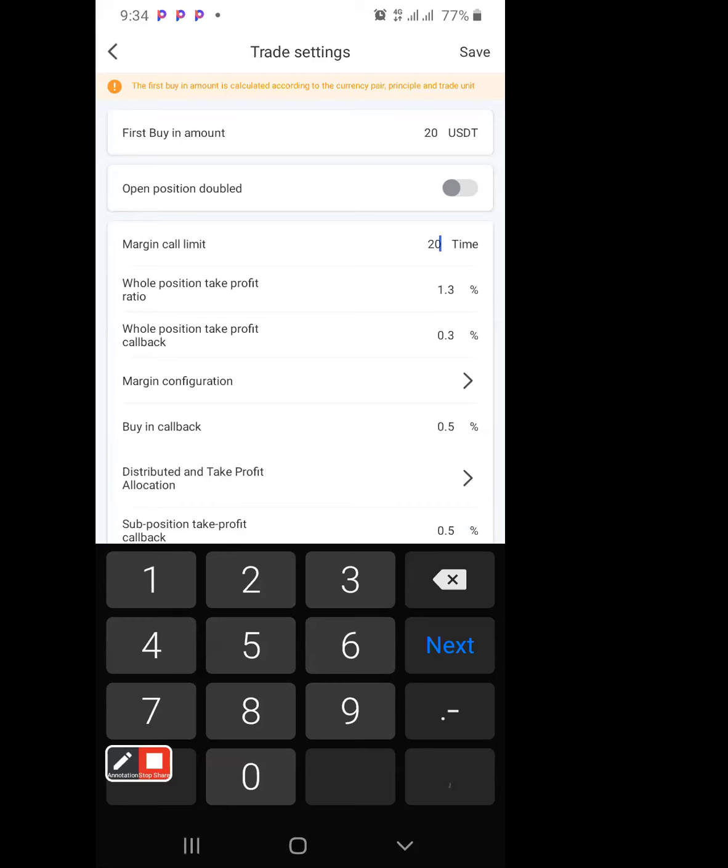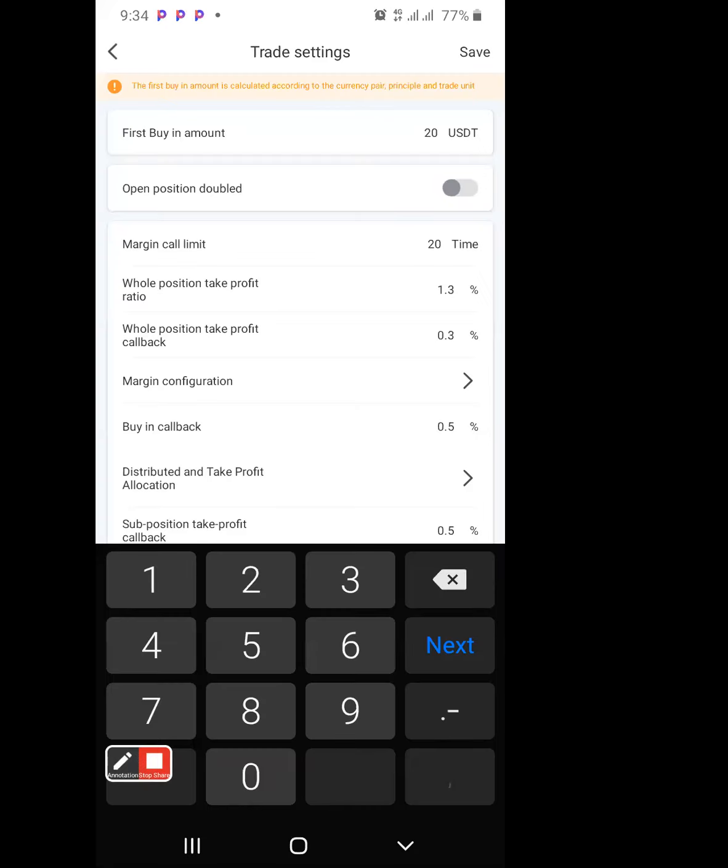So the next one is whole position take profit. Whole position take profit is the percentage at which the market will give you profits. Once the market gets to 1.3% of the price, it gives you profit, and it closes it in profit, and after some time, it buys for you again. So that's the function of whole position take profit.